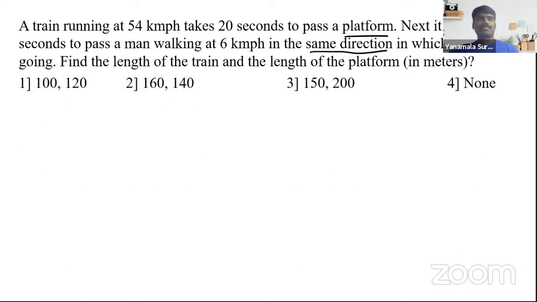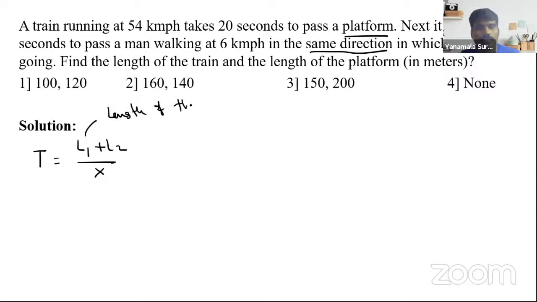Find the length of the train and the length of the platform. Yes, we need to find the length of the train and the length of the platform. They had given that in meters. Let me write the first condition. That is the platform case. We already know that the time taken by the train to completely cross the platform is given by t equal to L1 plus L2 divided by x, where L1 represents the length of the train and L2 represents the length of the platform.